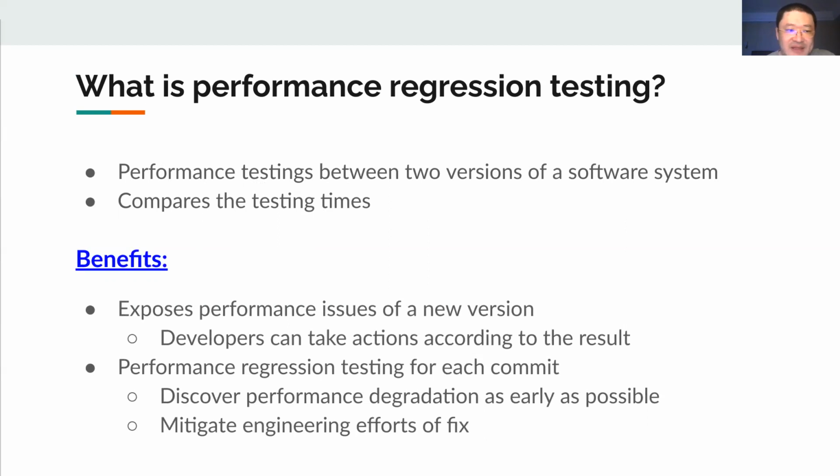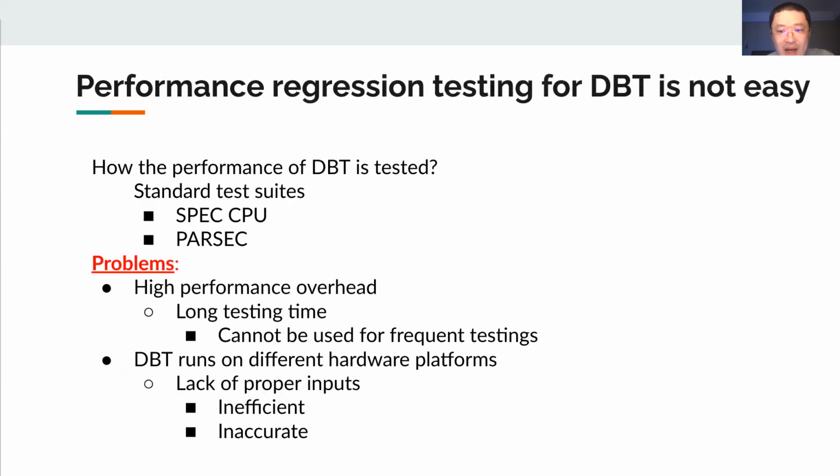Unfortunately, for a DBT system, it is hard to take performance regression testing for every commit. To understand why, let's see how the performance of a DBT system is tested. A widely applied approach is using standard test suites, such as SPEC CPU or PARSEC. These test benchmarks are well designed, and the testing results are accepted by the state of the art. However, simply applying these test suites for performance regression testing of a DBT system does not work.